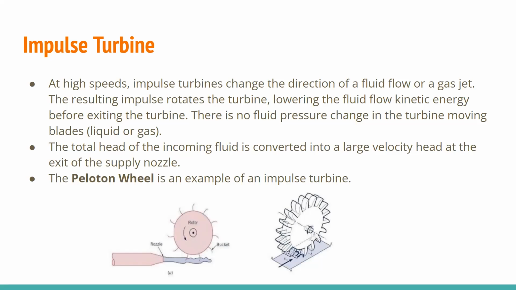The first type of turbine is the impulse turbine, which basically changes the direction of a fluid flow or a gas jet. The resulting impulse turns the turbine, lowering the fluid flow kinetic energy before exiting the turbine. There is no fluid pressure change in the turbine moving the blades. And also the blades are all symmetrical.